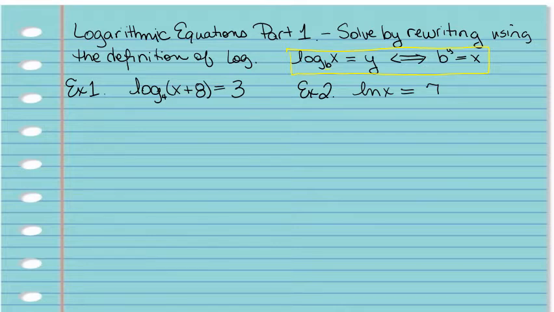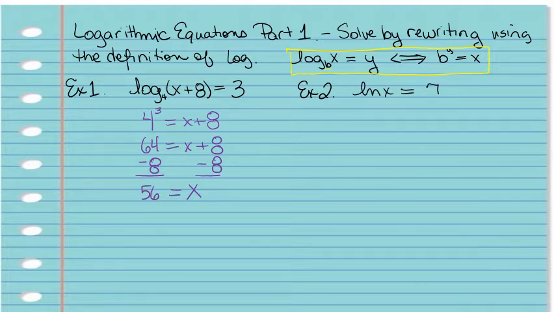And so I'm going to be able to rewrite this equation using my definition of logarithm as 4 to the third power equals x plus 8. And then I can solve this pretty easily. I have x plus 8 is equal to 64. I'm going to subtract 8 on both sides. And I have x is equal to 56.